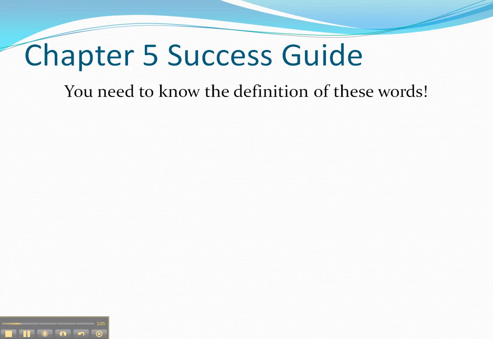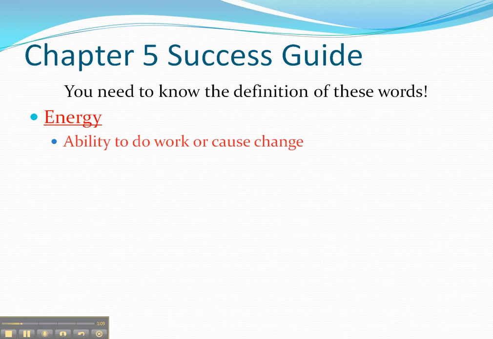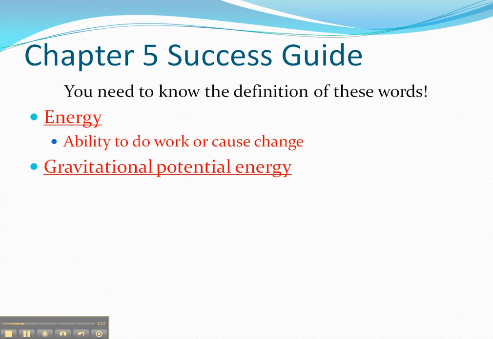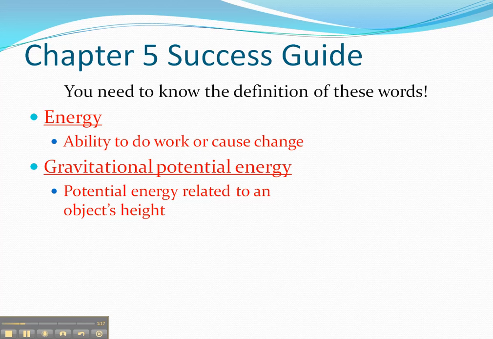You need to know the definitions for these words. The first word is energy. And as we talked about in class, energy is the ability to do work or cause change. Gravitational potential energy is the next one. Remember, that is referring to the potential energy related to an object's height. So if I hold an object up higher in the air, it's going to have more potential energy than when it's down lower.